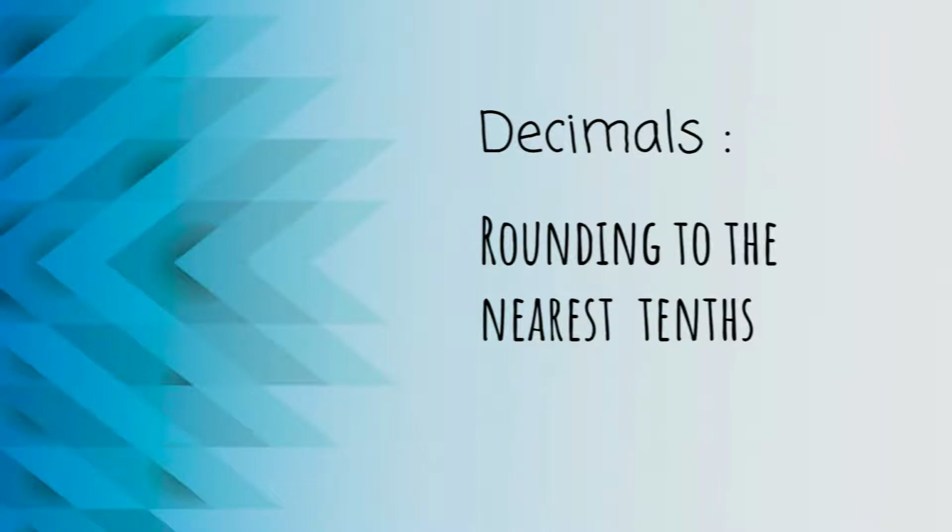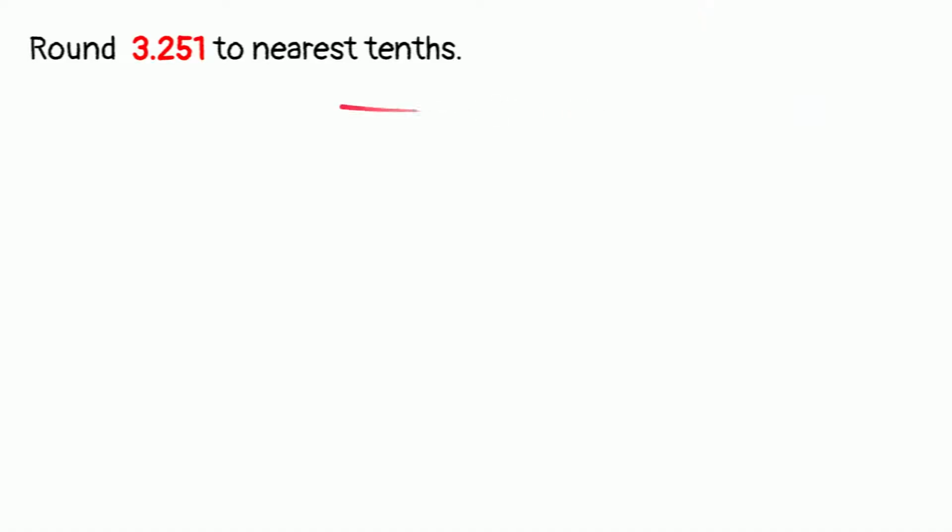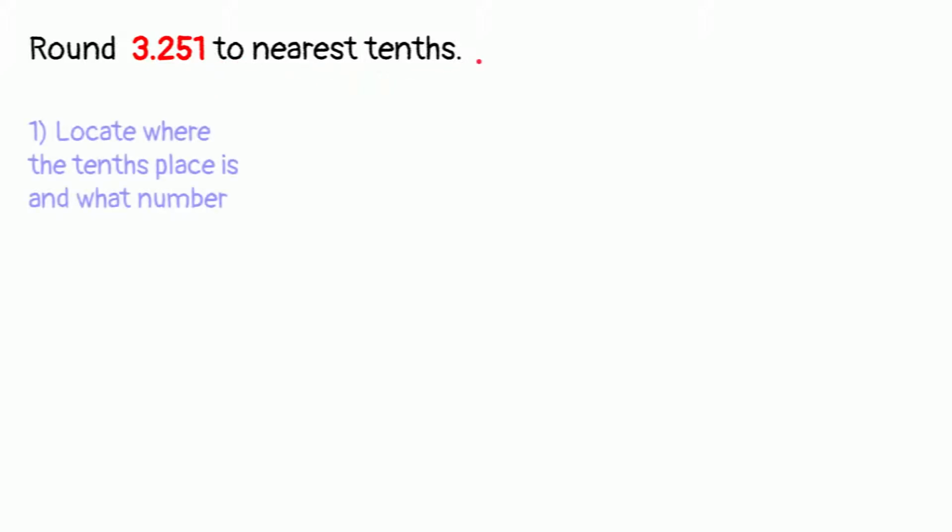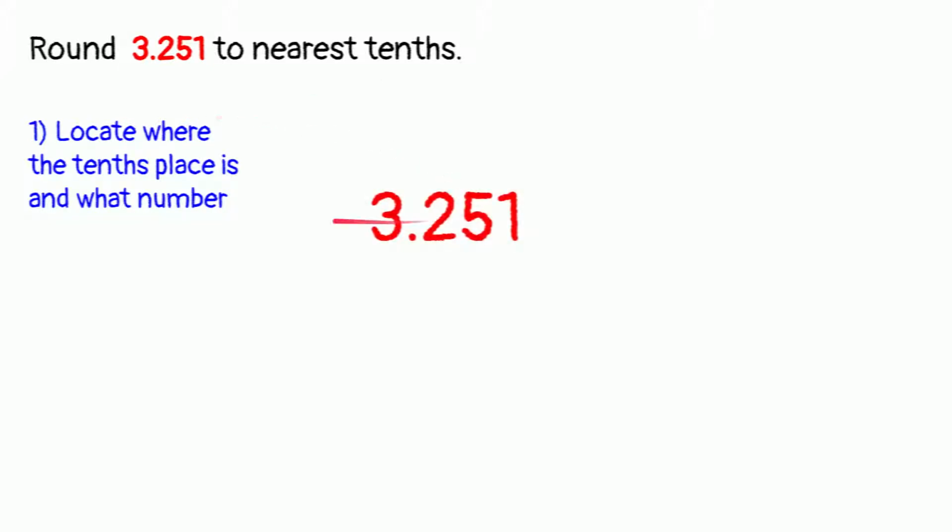Hi, today we're going to be rounding decimals to the nearest tens place. Let's get started. So we're going to be rounding 3.251 to the nearest tens place. So let's locate where the tens place is and what number is in the tens place. So let's get our decimal. And the tens place is right here and 2 is in the tens place.